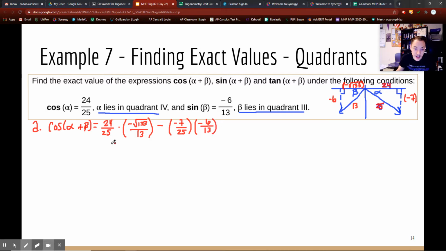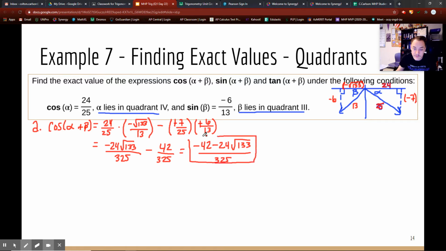Okay. When I simplify all this together, I get a -24 times radical 133 all over 25 times 13 is 325. And then minus, this is going to be plus because these go poofy. So this is going to be minus 42 all over 325. I know I did it right when the denominators are the same. So then when I go to town on this, this is -42 minus 24 radical 133 all over 325. Okay, that's my cosine. Not too terrible, right? Not too terrible.